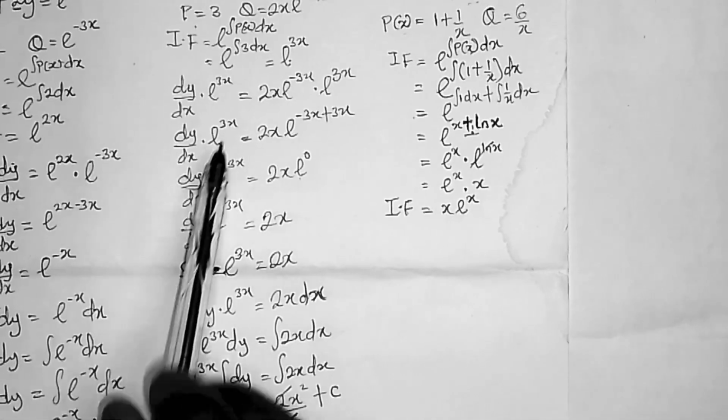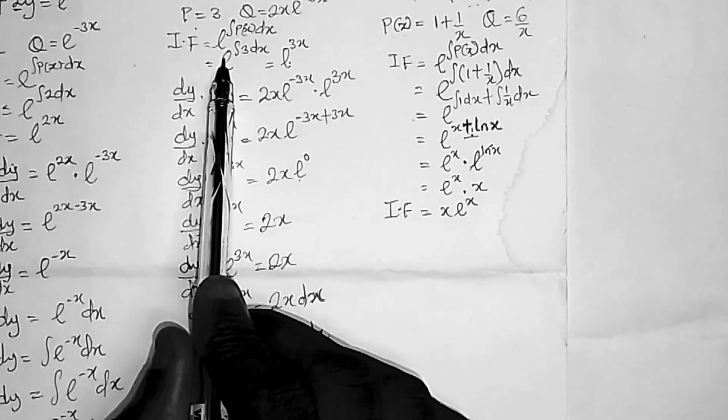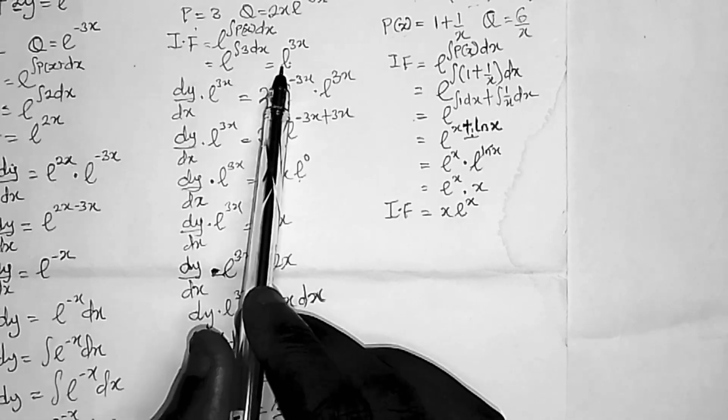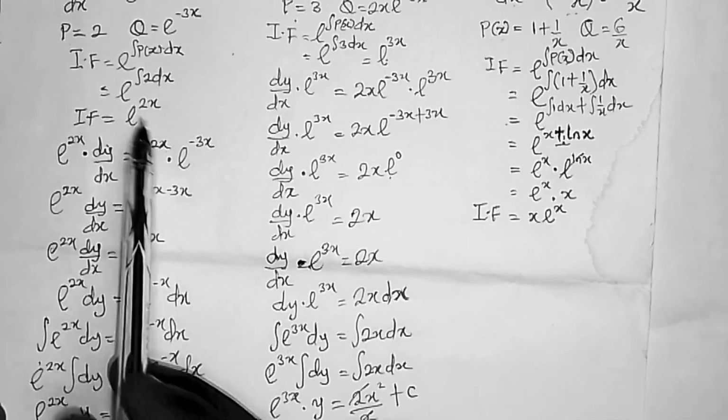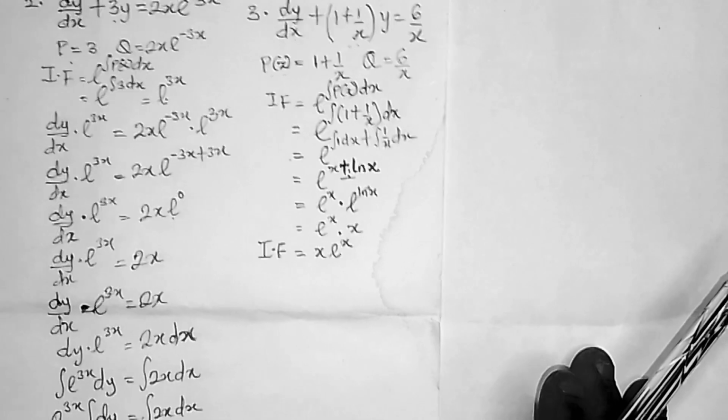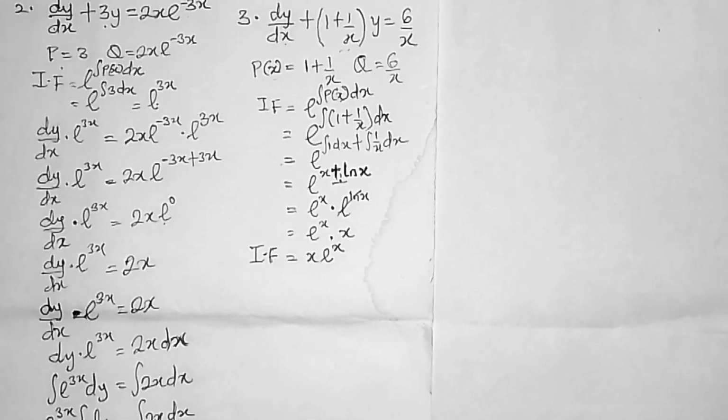For this, our second question, what's our integrating factor? Exponential 3x. For this one, what's our integrating factor? Exponential 2x. So you should know when to stop while solving. If it is the integrating factor they ask you, you just stop here.